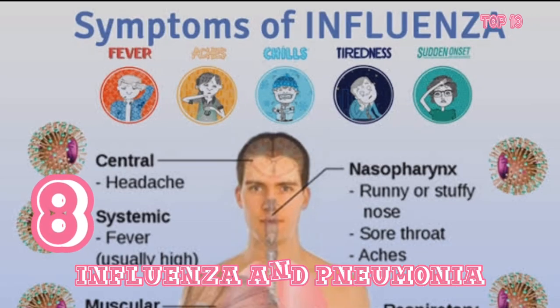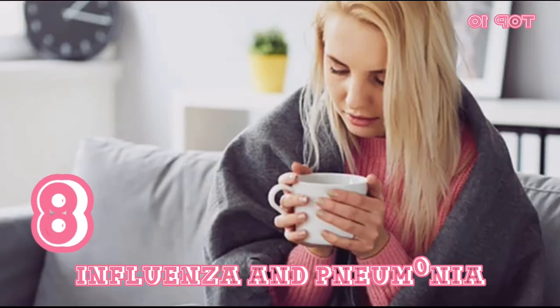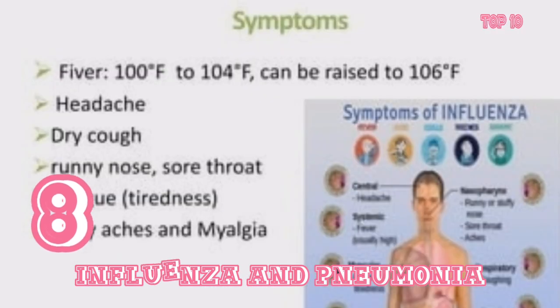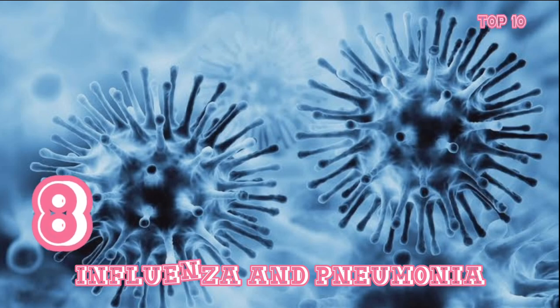Number 8. Influenza and pneumonia. Number of deaths each year, 1.3 million. Influenza or viral infection starts to spread in the fall and peaks during the winter months. It attacks every age group of people. But the children suffer most from this disease.